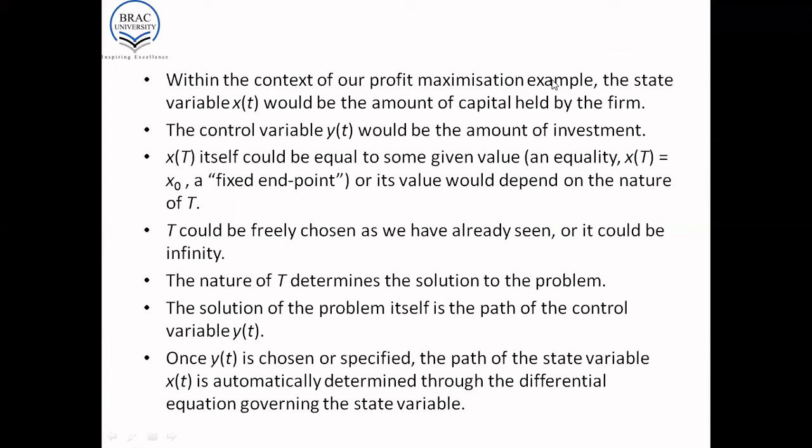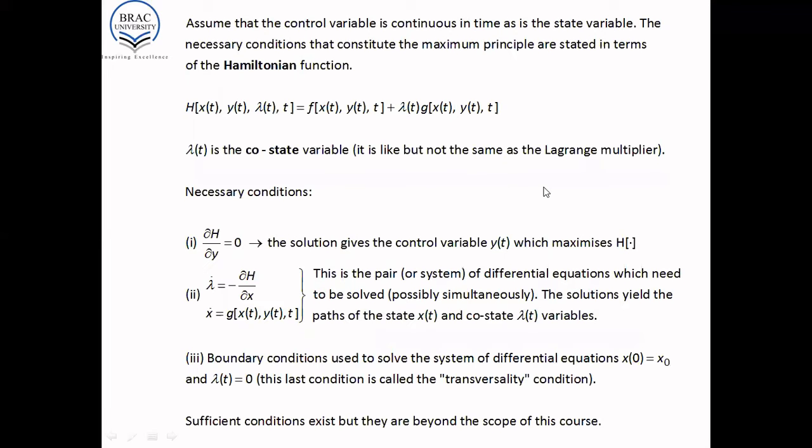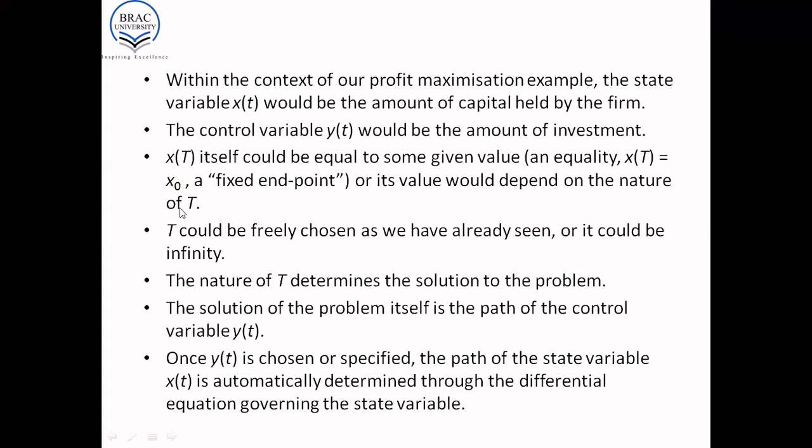Within the context of our profit maximization example, the state variable x of t would be the amount of capital held by the firm. The control variable y of t would be the amount of investment. x of capital T itself could be equal to some given value, x of capital T equals x naught, and then it becomes a fixed endpoint, or its value would depend on the nature of T. Capital T could be freely chosen, as we have already seen, or it could be infinity. And the nature of capital T determines the solution to the problem.